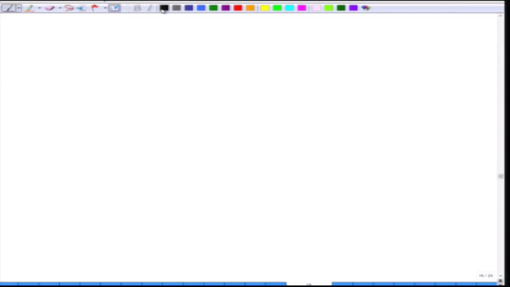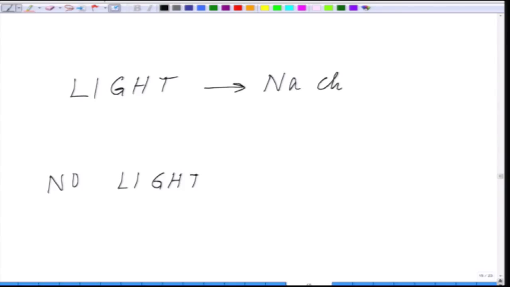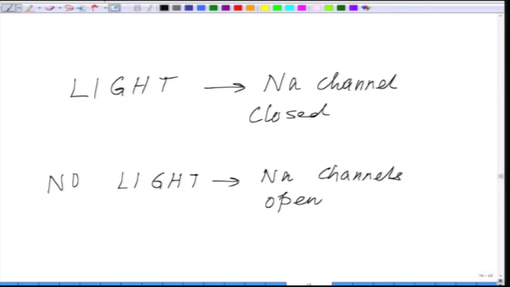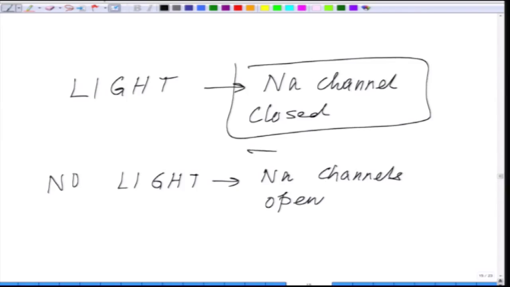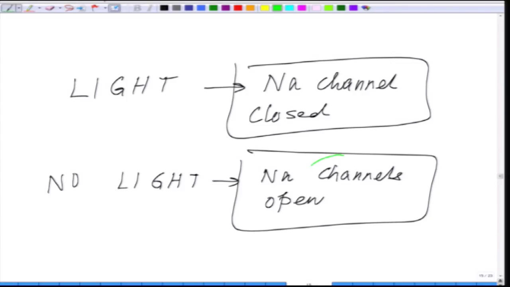Let us see. Two situations. Light: sodium channel closed. No light: sodium channel open. Now, the next challenging question was, what keeps this sodium channel open at this stage? As if a door is kept open. So, how do you keep your door open?